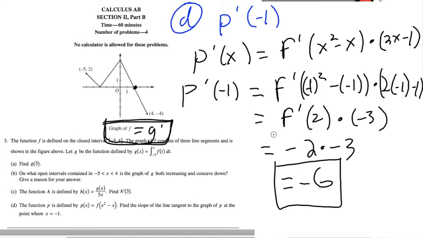Let me make sure I feel good about this answer. I think I do. We did our chain rule, f prime of something times something prime. We plugged in negative 1. These values seem correct, and then our f prime of 2 seems correct. You wouldn't get penalized, but those should be in parentheses. Negative 6. All right, I hope this explained anything with the homework.